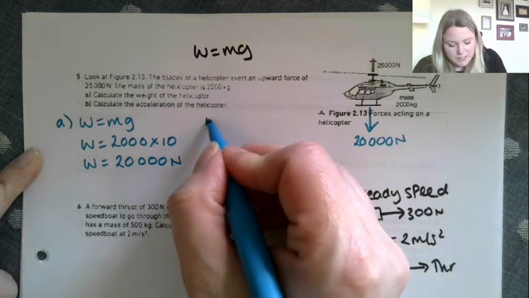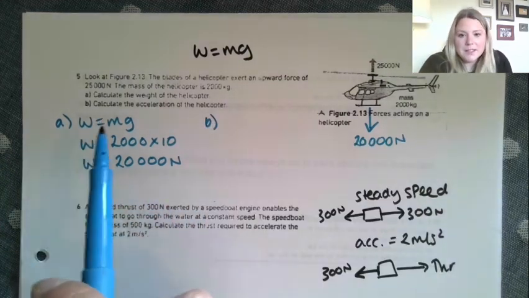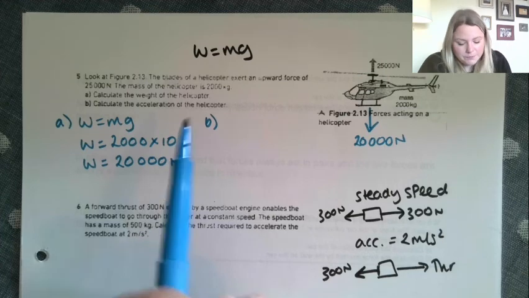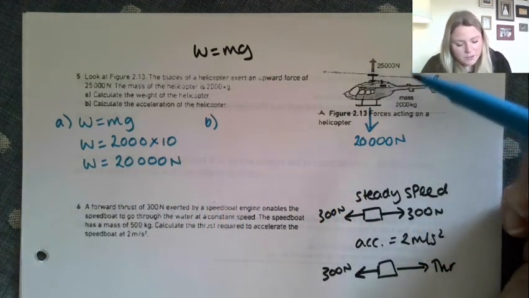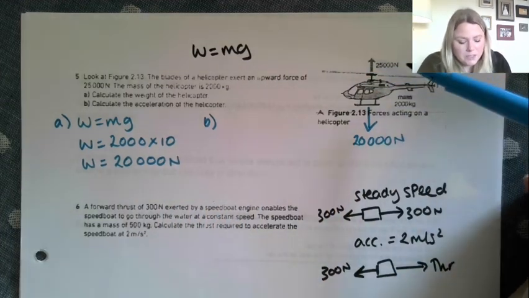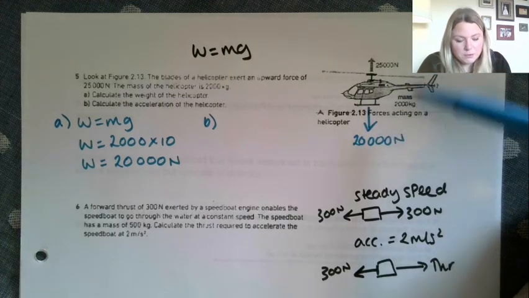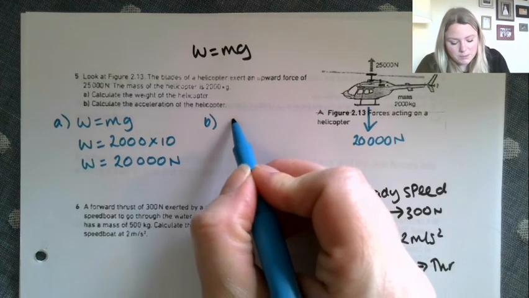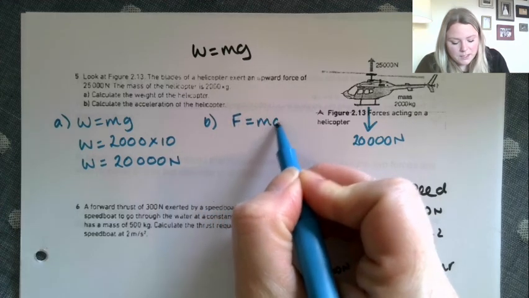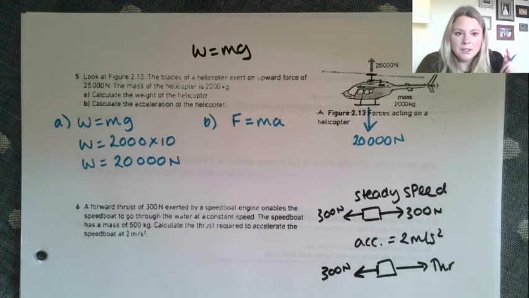For part B, calculate the acceleration of the helicopter. Well, if we look at the forces that are acting on this, we've got 25,000 newtons acting up the way and 20,000 acting down the way. So the resultant force is going to be acting up the way. So we're going to use F equals ma. Now, when people went wrong in this question, this part here was the most common place that they went wrong.